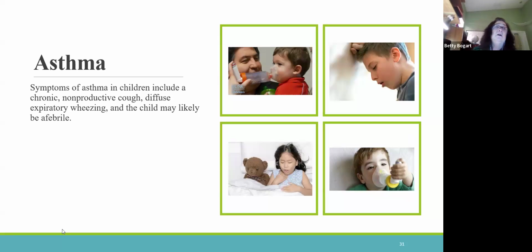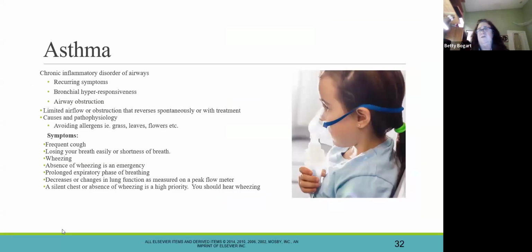Asthma: chronic non-productive cough, and it's expiratory wheezing. So croup, epiglottitis, inspiratory. Asthma, the air gets in and there's swelling and expiratory wheezing trying to get that air out. And this is afebrile. It has to do with structural, doesn't have to do with infection.